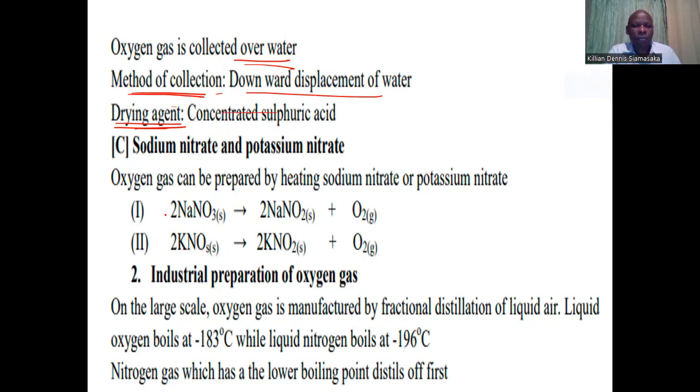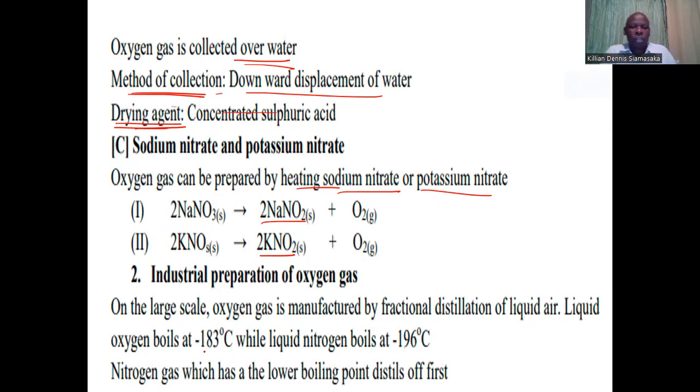You can as well prepare oxygen by heating sodium nitrate and potassium nitrate, and you produce sodium nitrite as well as potassium nitrite when you heat these nitrates.